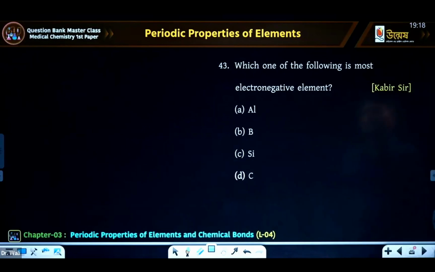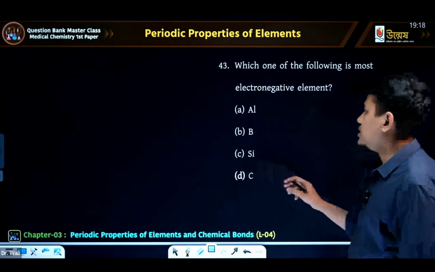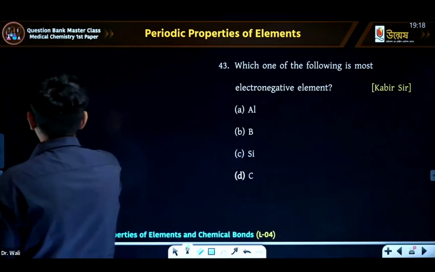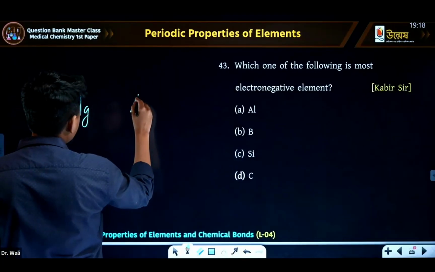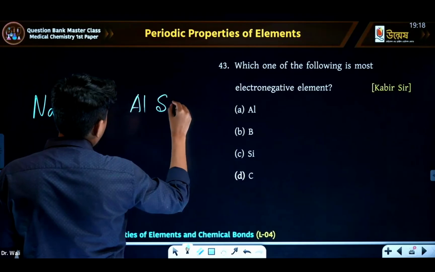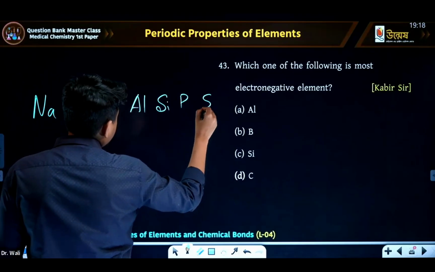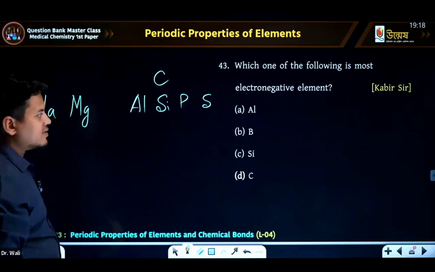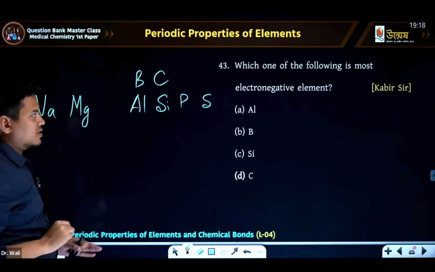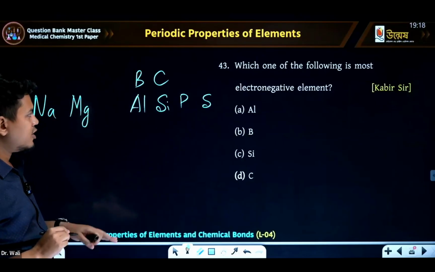Okay. Which one of the following is the most electronegative element? Most electronegative among all these: sodium, magnesium, aluminium, sulfur, aluminium, silicon, phosphorus, sulfur. Carbon is located here, right? I'm just trying to find out their position. Boron is located just above aluminium. So we got all the options here.